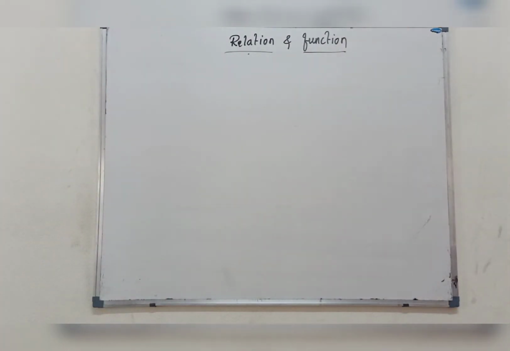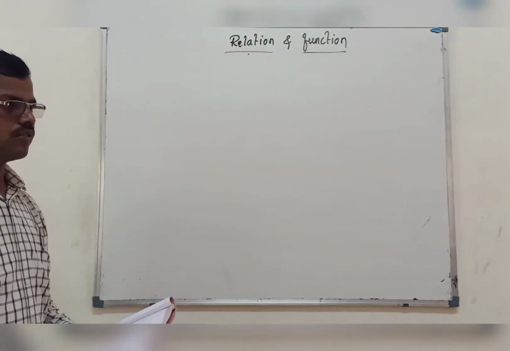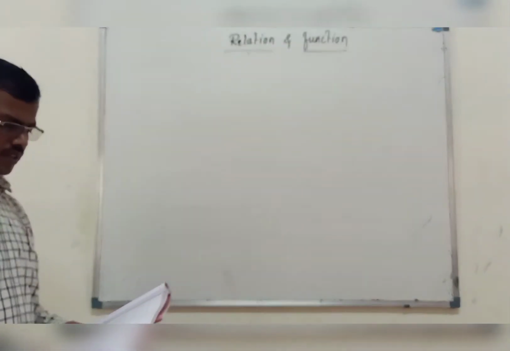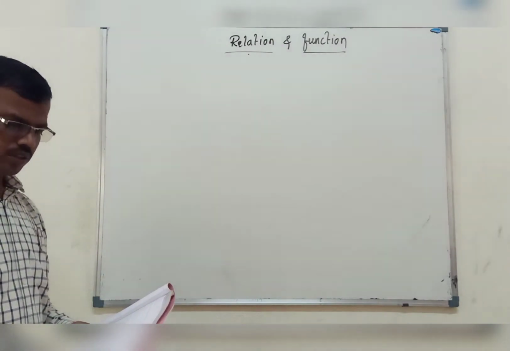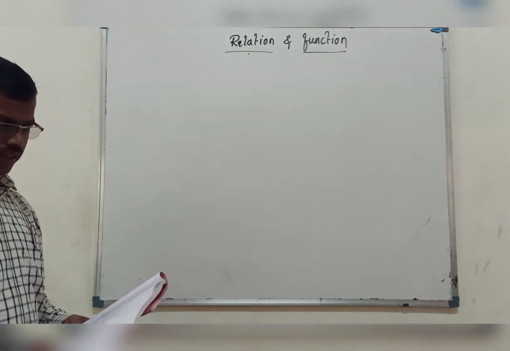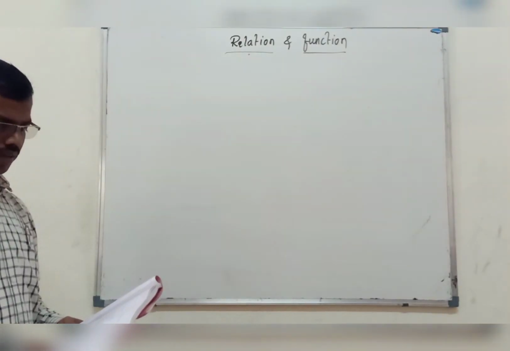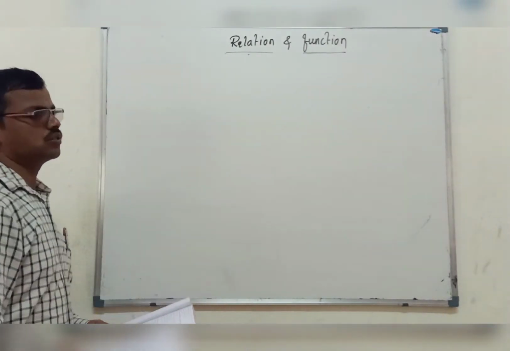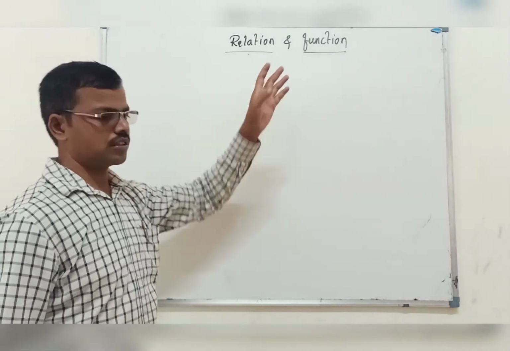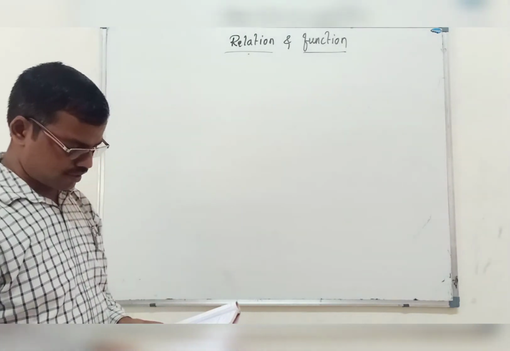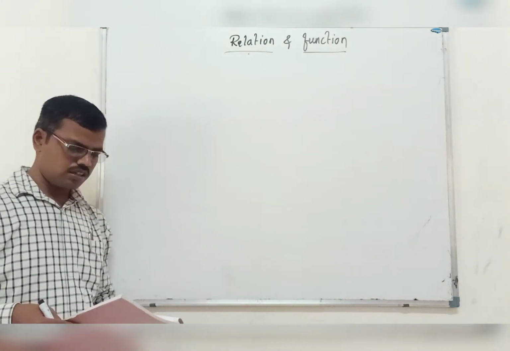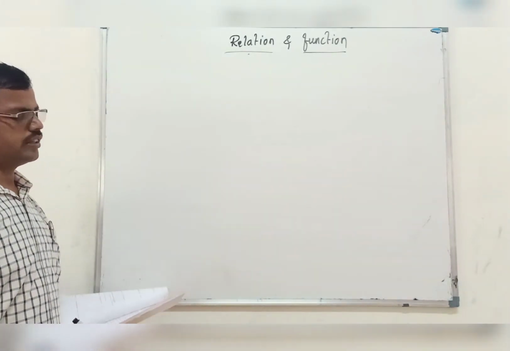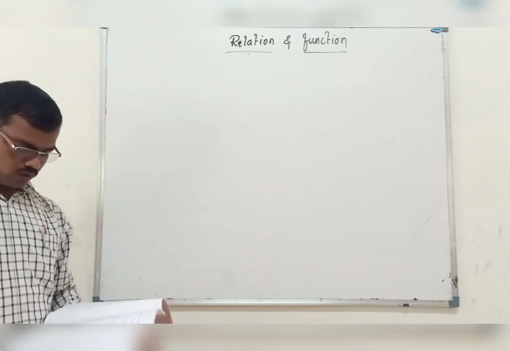So next we come to: show that the modulus function f from R to R given by f of x equal to mod x is neither one-one nor onto. We have already discussed this when we were discussing the functions, and greatest integer also. So these are the possible questions whatever we have discussed here for 2 marks.